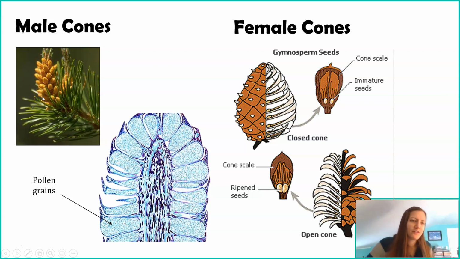To give you a reference of scale, each one of those little cone things, depending on the species, might be like the top joint of your pinky finger, or a little bit larger. You've seen these before. This is the pollen making things. So these are the male cones.